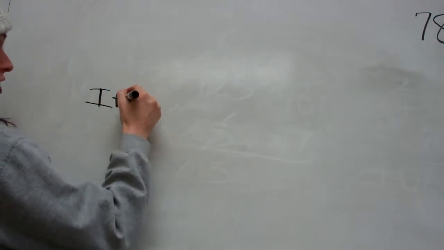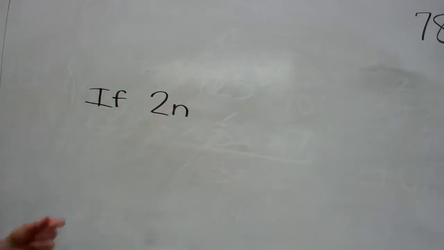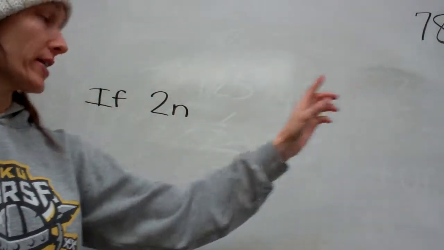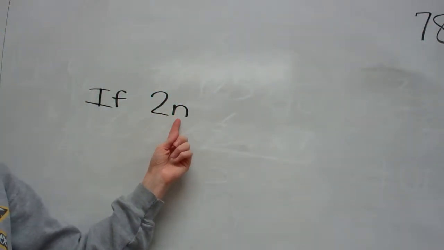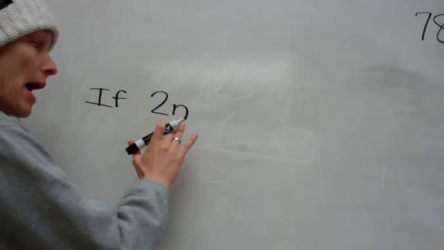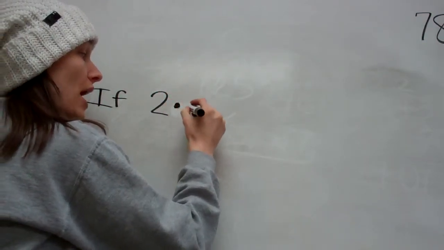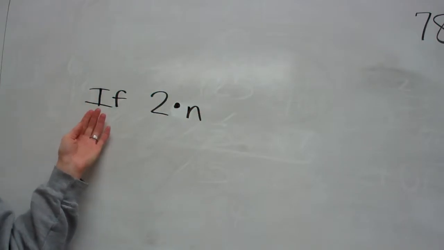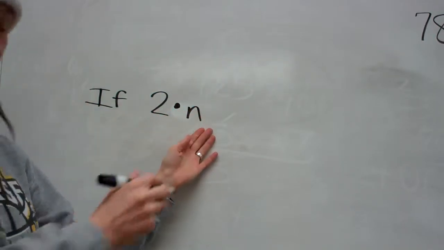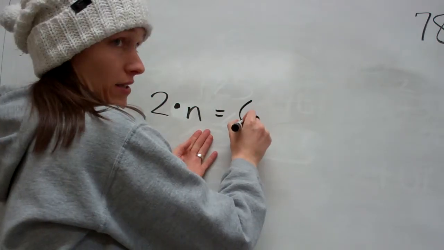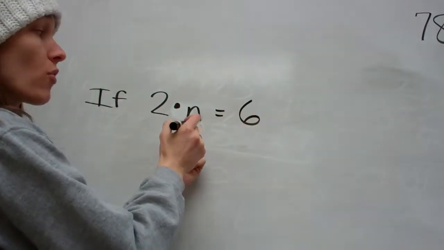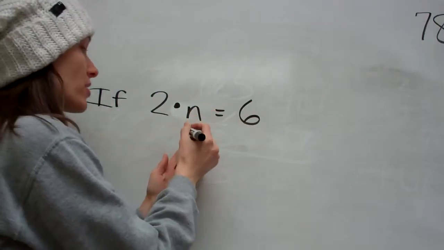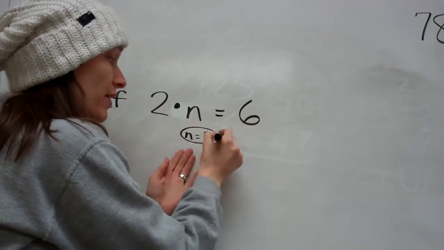Okay, listen to this. This says if 2n. Now, I'm not even going to finish the rest of this yet. What does 2 next to n mean? 2 times n. Okay, I'm going to put that in here. 2 times n. I almost forgot what it meant. Here's the question now. If 2 times n equals 6, 2 times 3, so what would the n be? 3. Okay, so I'm going to put n equals 3 right here for just a minute.